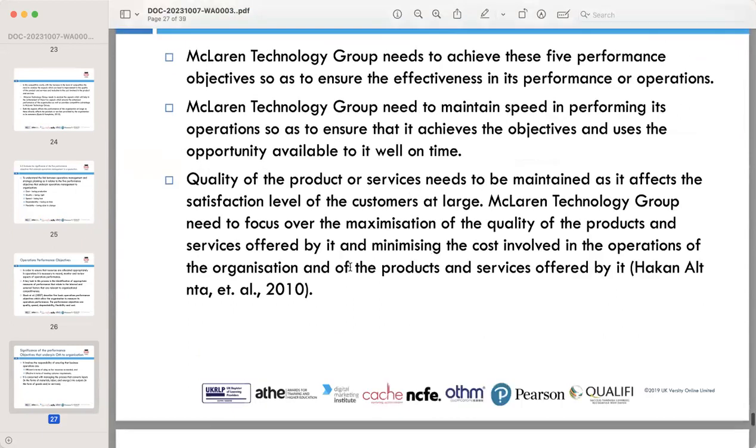Quality of the products or services needs to be maintained as it affects the satisfaction level of the customers at large. McLaren Technology Group needs to focus on the maximization of quality of the products and services offered by it, and minimizing the cost involved in the operations of the organization and of the products and services offered by it.